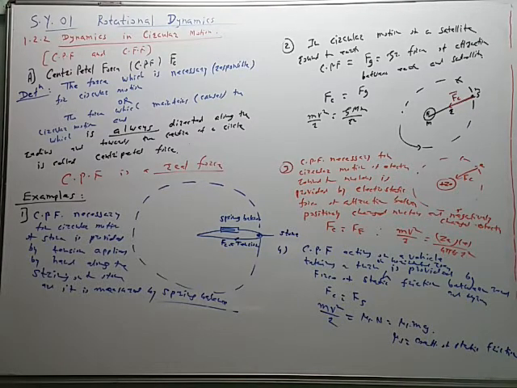For example, when the vehicle is moving on a flyover bridge, the motion of the vehicle is again circular motion. In that case also, the centripetal force is acting, but it is provided by a different type of force.